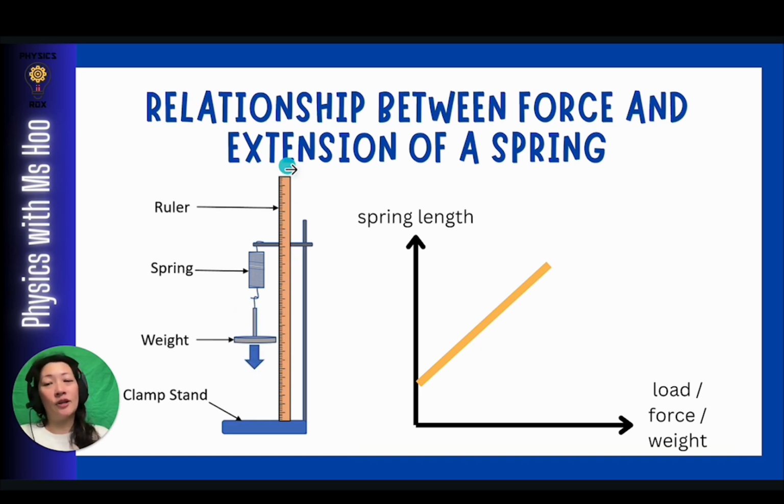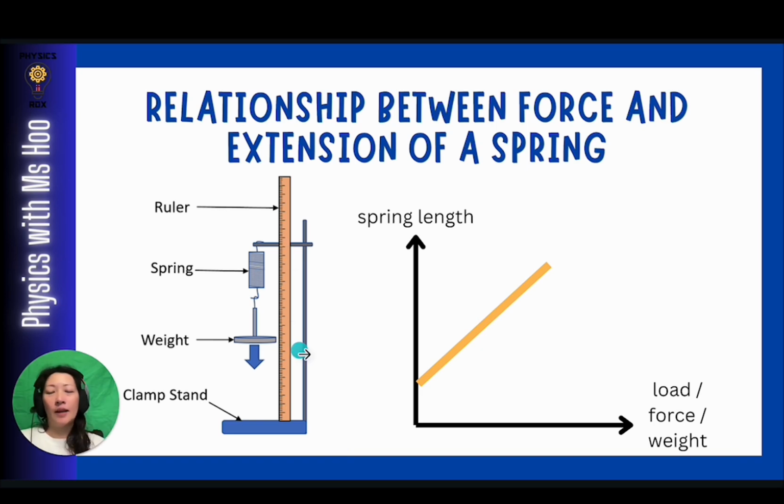To measure the extension, we would use a meter rule. The meter rule has to be placed parallel to the spring so that we can measure the length of the spring clearly based on the meter rule. Now, when we conduct the experiment, you will find that the more weight we hang on the spring, the greater the spring length would be.